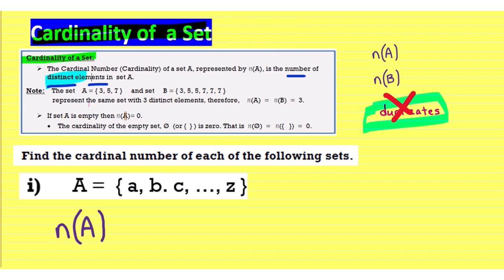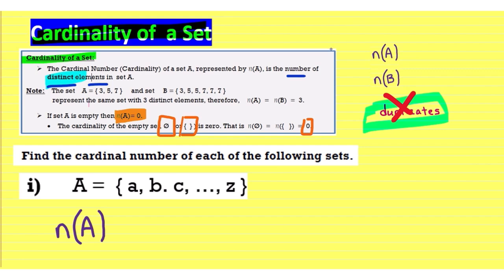It's talking about the empty set. If A is the empty set, it has 0 elements. So the empty set, of course, can be designated with the null symbol, or it can be designated with a set of brackets with nothing in it. So that's the null set or the empty set, and that has a cardinality of 0.